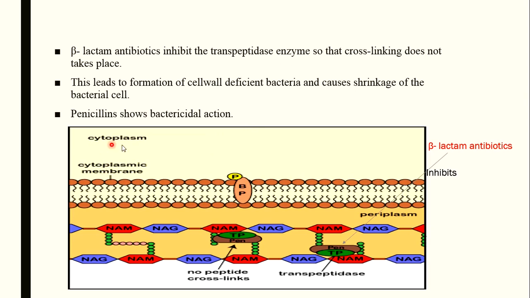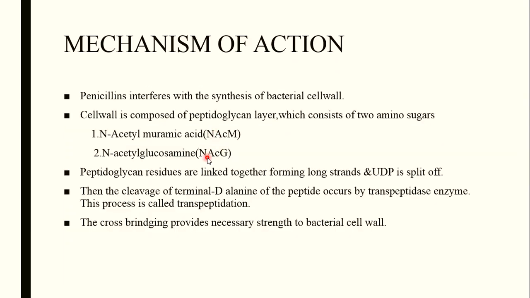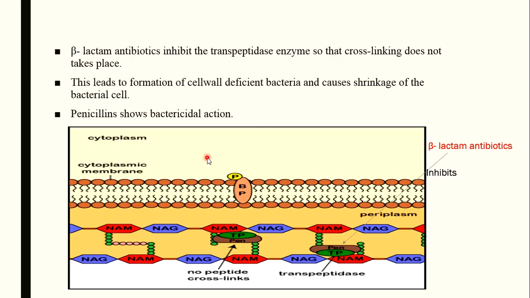So here you can see this is the cytoplasm and cytoplasmic membrane. The beta lactam antibiotics will inhibit this enzyme which is transpeptidase enzyme. You can see here the cross linking bridge of peptidoglycan residues. NAM is N-acetylmuramic acid, NAG is N-acetylglucosamine. These two amino sugars will link together to form peptide linkage. This is a transpeptidase enzyme which is required for the transpeptidation process.